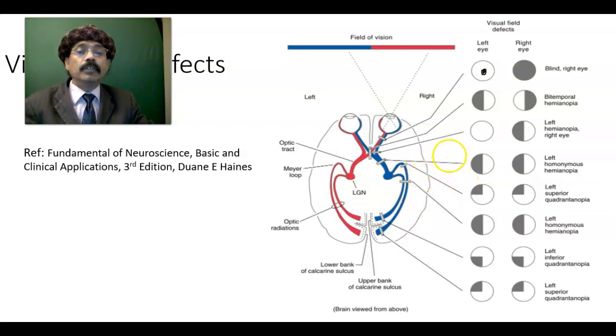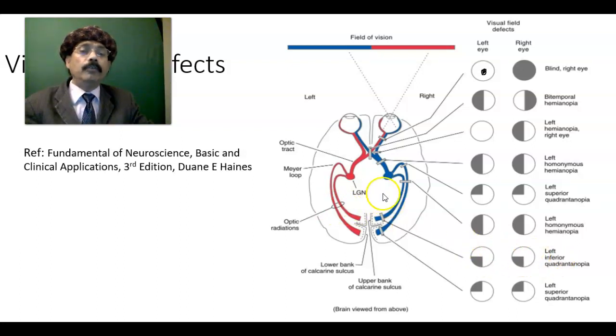Okay, suppose these are the lower fibers. Lower fiber damage will lead to upper quadrantopia. Suppose this is the lower fiber, that will lead to upper quadrantopia. This is the upper fiber. The upper fiber, in relationship to the lateral ventricle, goes through the parietal lobe of the brain, and in that condition we get the lower quadrantopia, left lower quadrantopia.